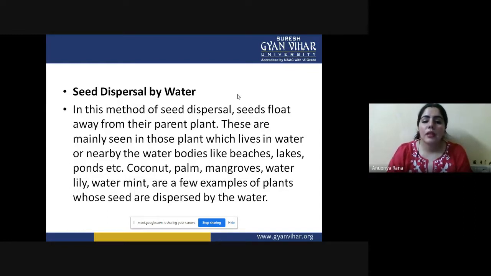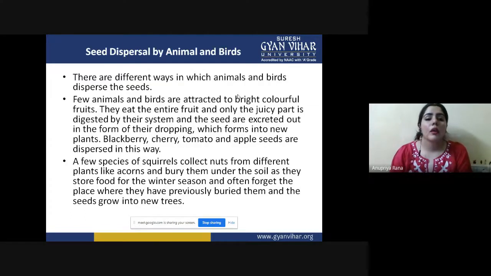There are some very important kinds of plants which do their seed dispersal by water, like the coconut, palm, mangroves, water lily, water mint. Basically these are mostly hydrophyte plants. They are responsible for the dispersal of seeds by water, because they live inside the water.